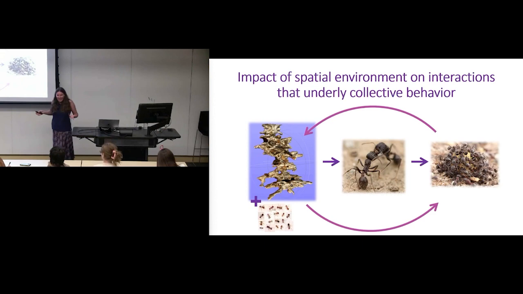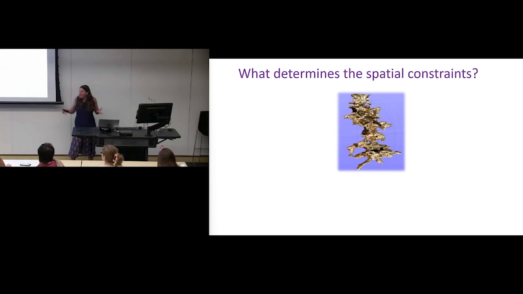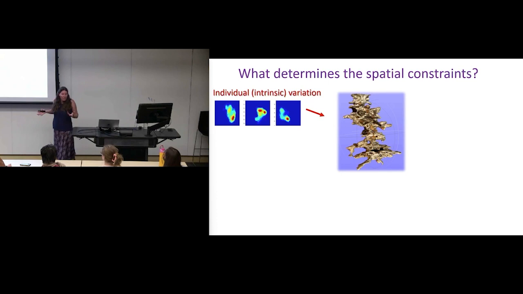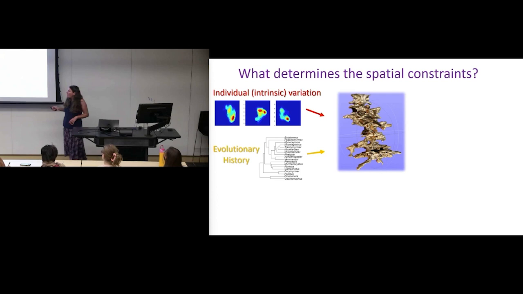So that led to a whole line of investigation in my lab asking what determines the spatial constraints, what determines the structure of the nest in the first place. And we tested a bunch of things. So we asked if maybe there is just individual intrinsic variation, just some colonies dig more chambers than others, and maybe there's genetic differences and so on. Maybe there's something about evolutionary history and strong influence of species, with different species having different structures and that being more important than individual variation.